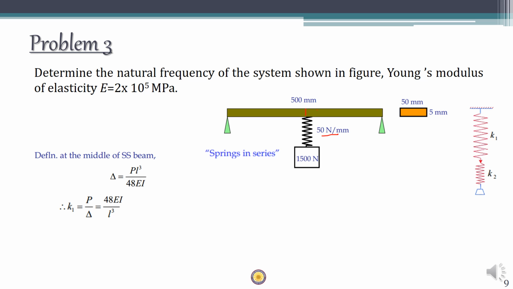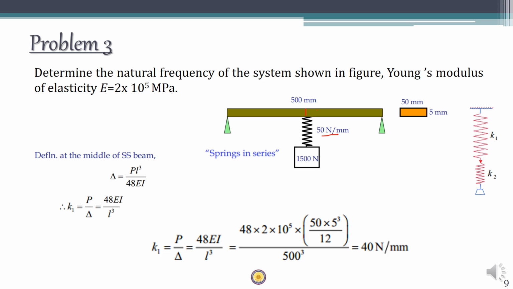Here we have E given in MPa, which is Newton per millimeter square. The dimension of the beam is given: B is 50 millimeter and D is 5 millimeter. So we can find the I value as BD cube by 12. L is given as 500 millimeter. So substitute and find the value of K1. We have the K1 value as 40 Newton per millimeter.